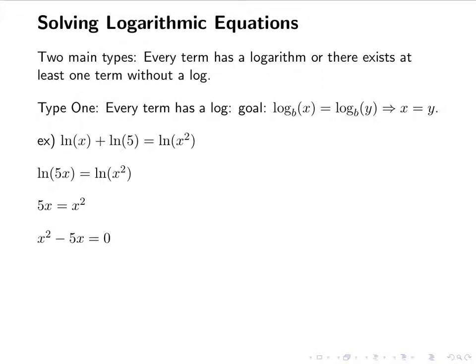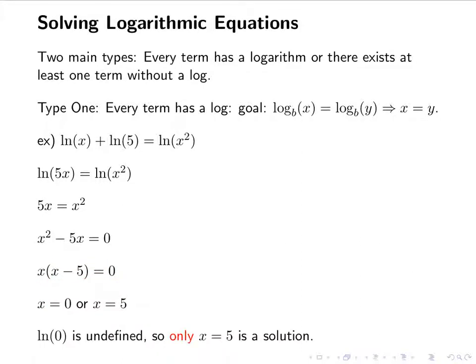Remember, this is a quadratic, so you can either factor it if it's factorable or use the quadratic formula. In either case, you want to set one side equal to 0, so I'm going to subtract the 5x and have x squared minus 5x equals 0. This one's a fairly nice one. I'm going to factor out the GCF, which is the x. And then remember that if you have a times b equals 0, then at least one of those factors has to be 0. So either x is 0 or x minus 5 is 0, which gives x is 5.